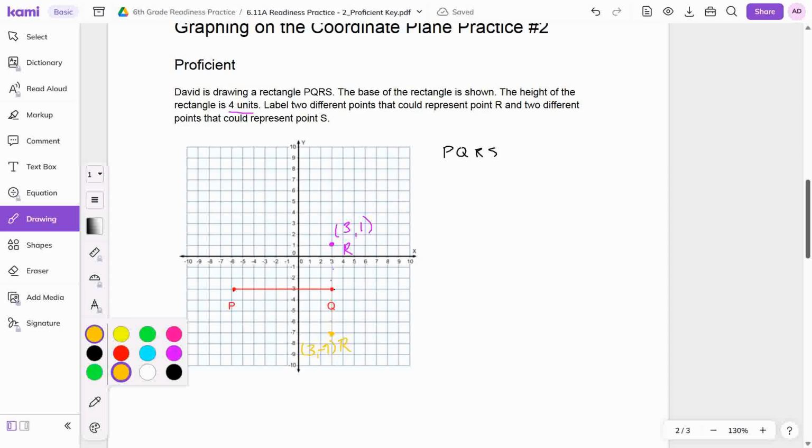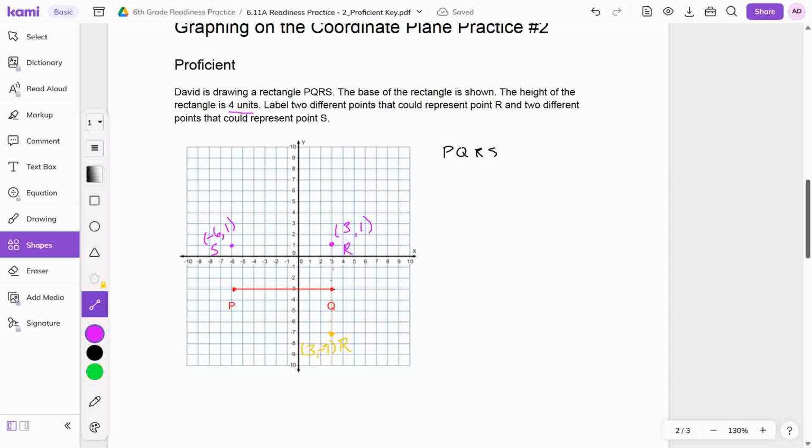Okay, so now I'm looking at my S. Well, my S, since it's a rectangle, is going to be above my P. So it's going to be at -6, and then my y value is 1. And that would be my S. And then what I could do is use the line feature and connect these dots right here, and I could make this rectangle.